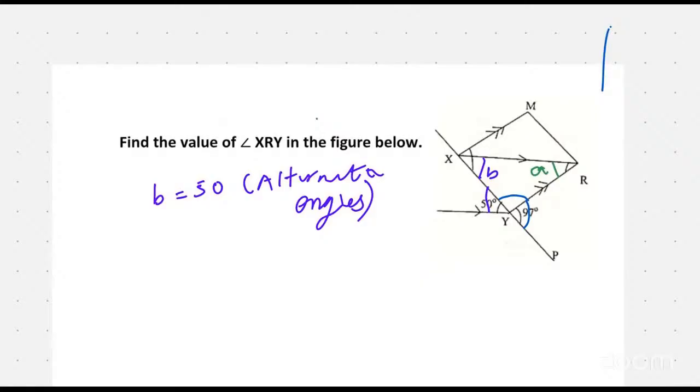So you remember what to do? Sum of angles on a straight line. If I call this C, I will say that C will be equal to 180 minus 97, angles on a straight line.